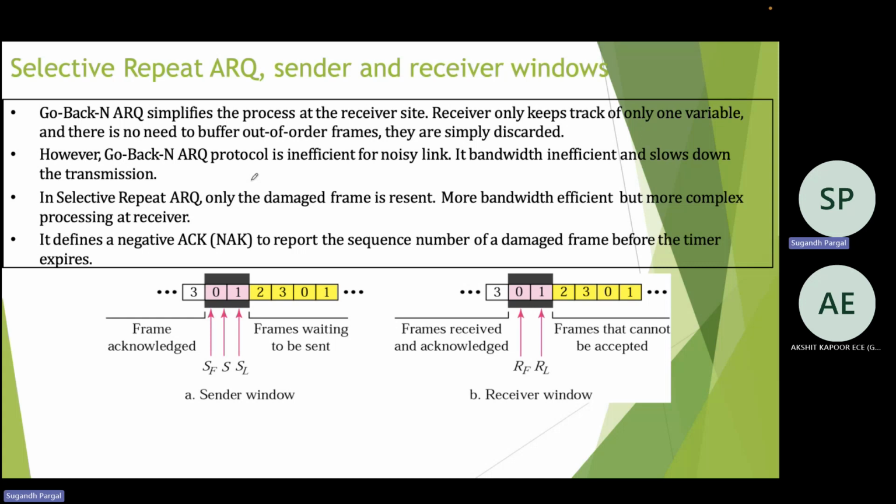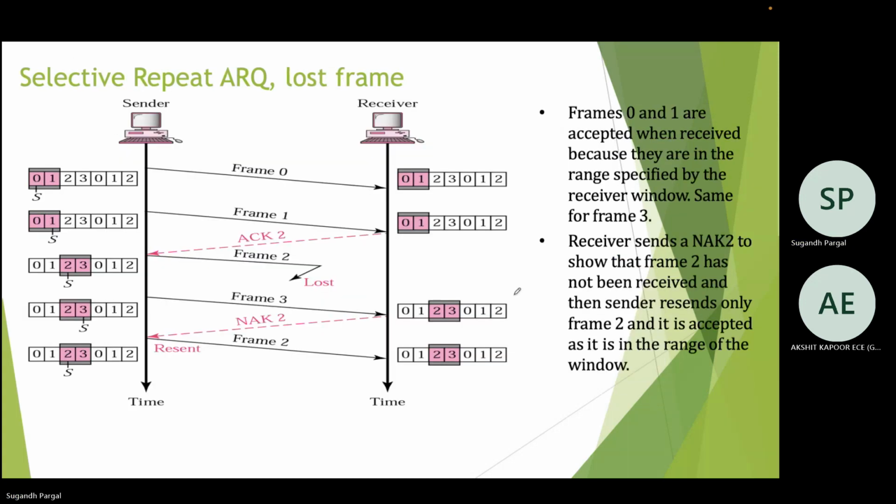However, in Selective Repeat ARQ, only the damaged frame is resent. Here, it is more bandwidth efficient, but more complex processing at the receiver is required. It defines a negative acknowledgement to report the sequence number of a damaged frame before the timer expires. So here is the sliding window at the sender end, and here is the sliding window at the receiver's end. If frame 2 gets lost here, the receiver will send the negative acknowledgement for frame 2 and then the sender resends frame 2.